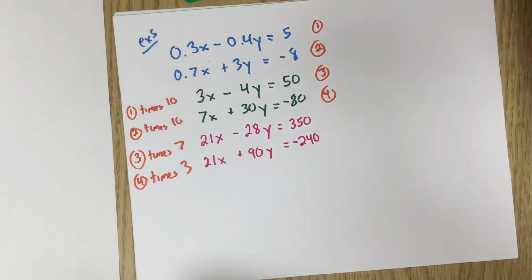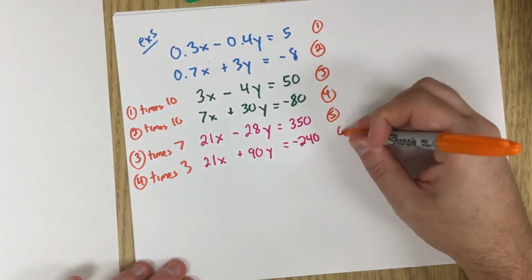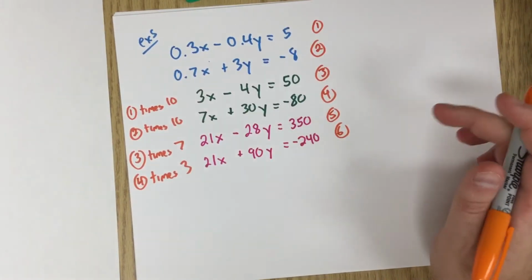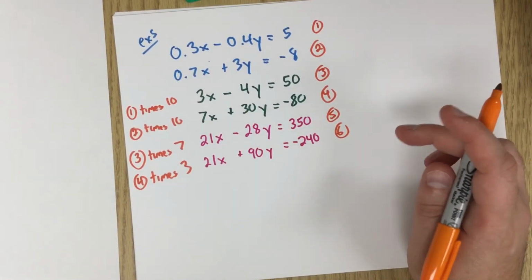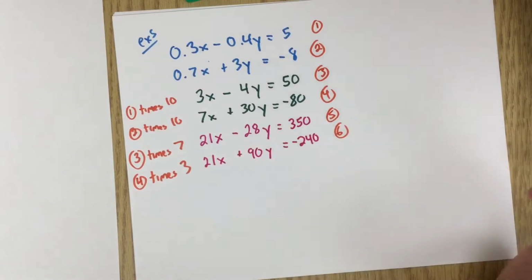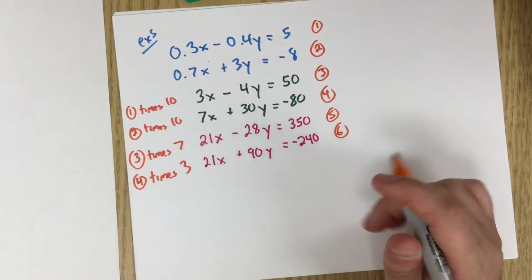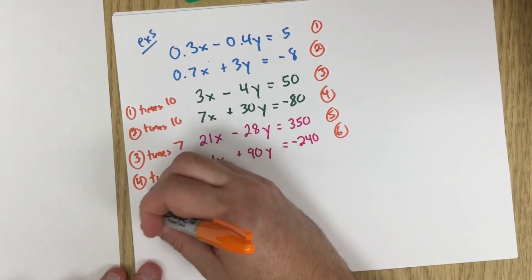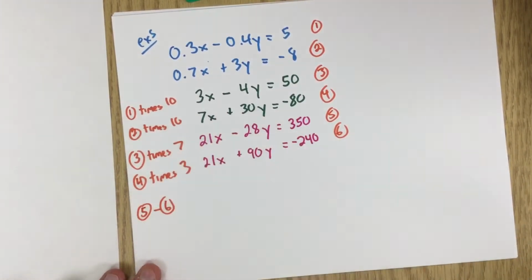Now we do have to be careful here. So this is equations 5 and 6 now. If we added equations 5 and 6, it's not going to work, right? If we add equations 5 and 6, we're going to get 21 plus 21, which is actually 42. No red explosion, nothing gets eliminated. So we're actually going to have to subtract here. We have to be careful when we subtract when we have negatives. I'll show you.